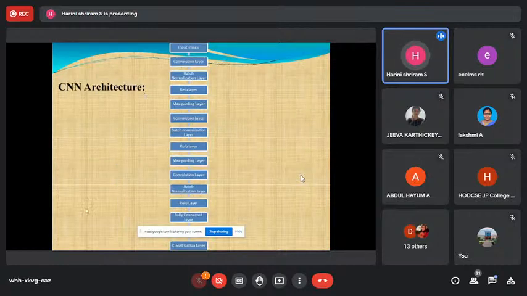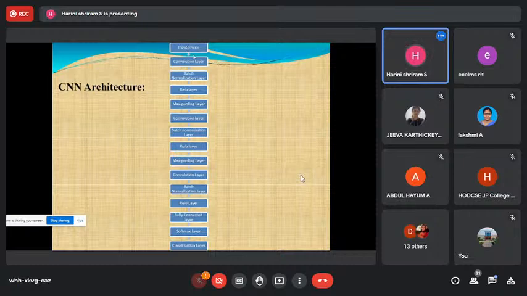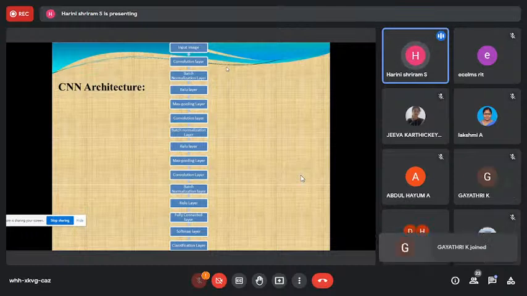This is our own CNN architecture. The input image is fed into this input layer, which is of size 100 cross 100, followed by convolution, batch normalization, and ReLU. Here we have chosen the convolution layer window size as 3 cross 3 and the number of filters as 8. And then the max pooling layer is of filter size 2 cross 2.